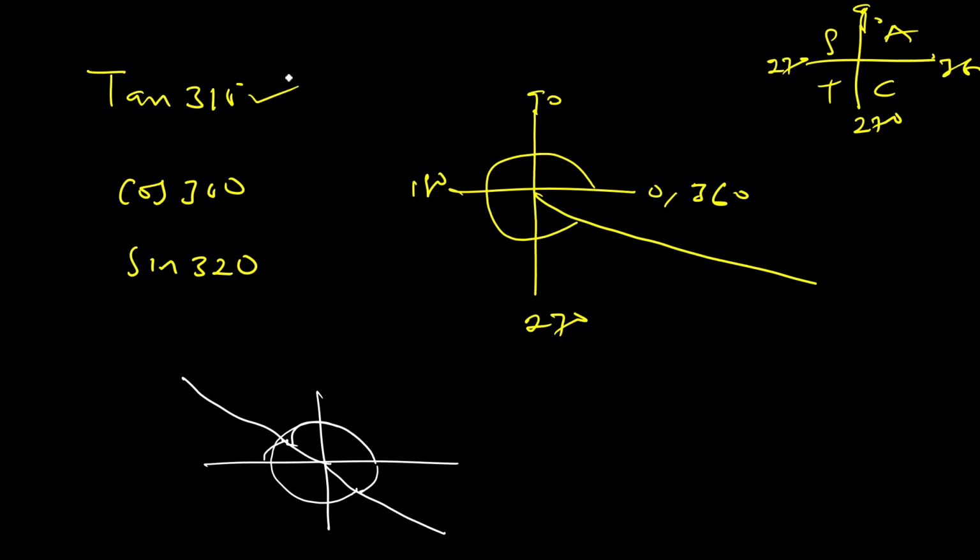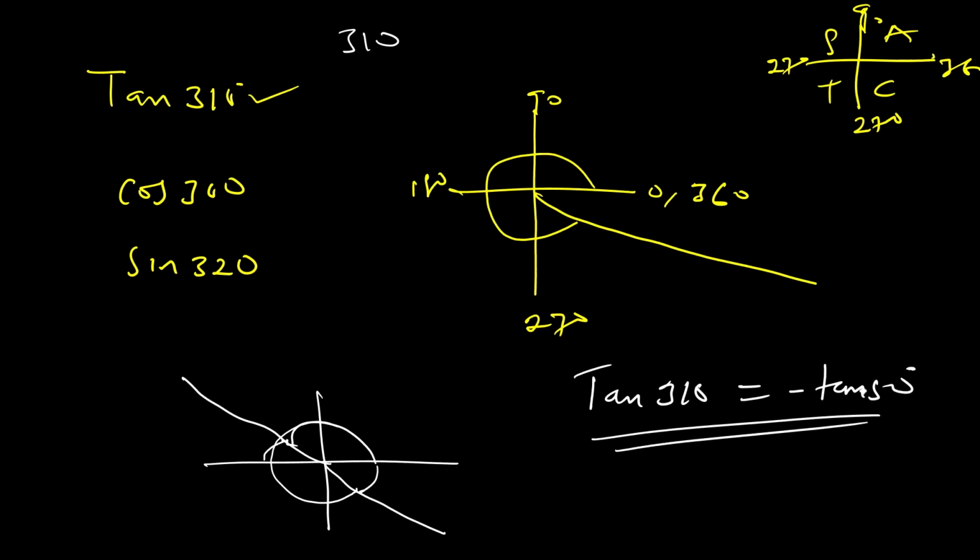So if this side is 310, 310 plus what value will make 360, angle at a point? 50. So 50 plus 310 is 360. Therefore, tan 310, and since this side is for only cos, we have negative tan 50 degrees. That is the acute angle here. Now do the same to cos 300, then sine 320.